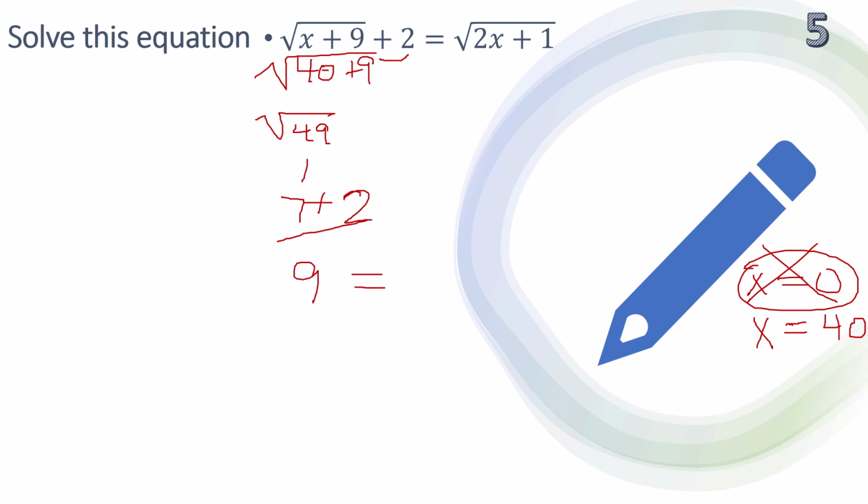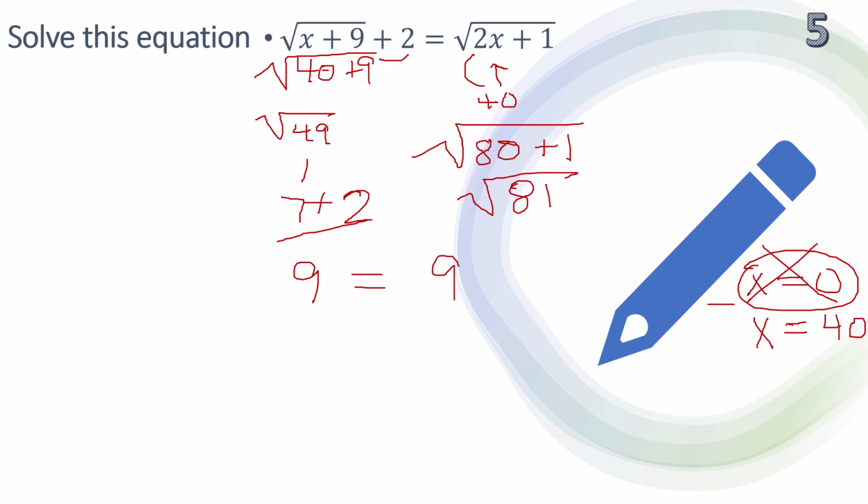So if that's equal to whatever the right-hand side is, when I put 40 in here, 40 times 2 is 80. 80 plus 1, and that's all under the radical, is 81. What is the square root of 81? I put that in my calculator, hit the square root button, and I get 9. So 9 is equal to 9. So x equals 40 is our only solution out of those two.